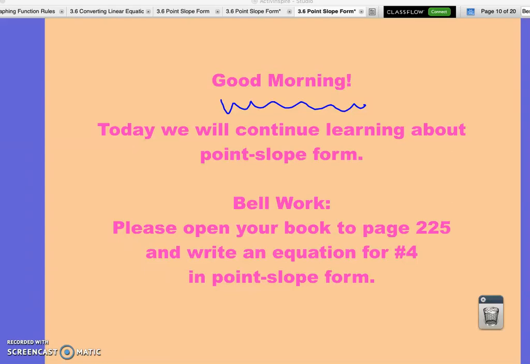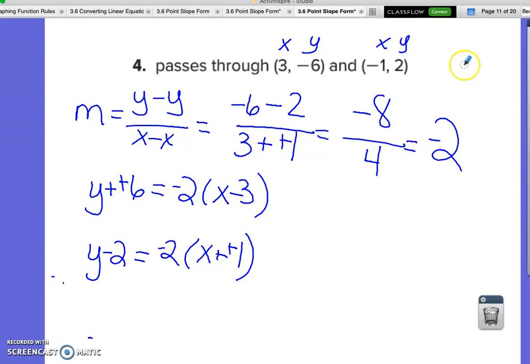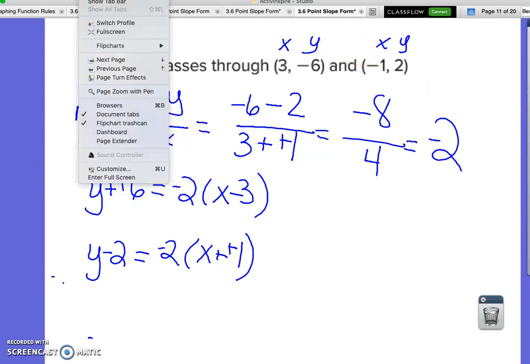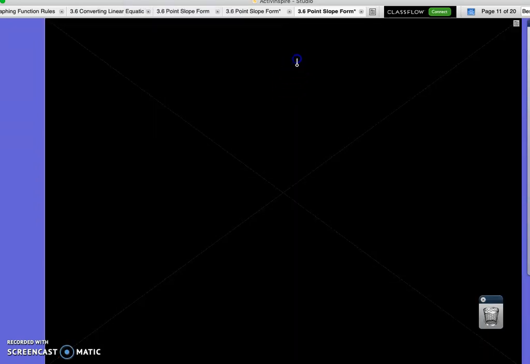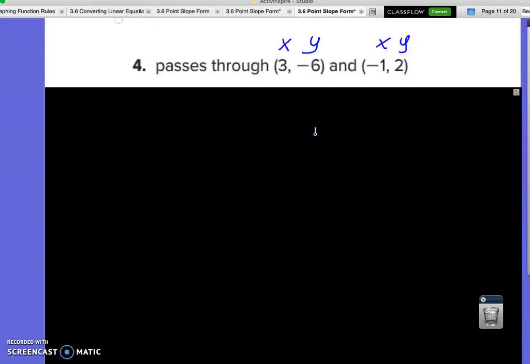Good morning, good afternoon. This would be 3.6 point slope form day 2. We are going to continue working with point slope form. Yesterday we worked with creating an equation in point slope form given 2 points.